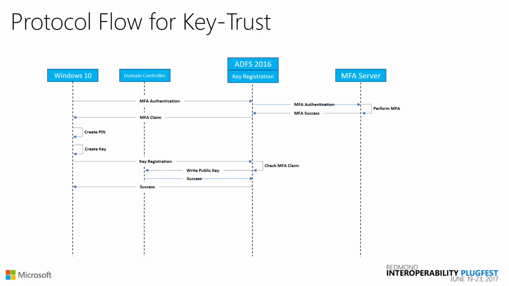All right, so here is the protocol flow for key trust, and this is the provisioning flow, not the authentication flow. There are two parts of Windows Hello. You first have to provision it. It needs to take your picture, digitize it and generate a hash, and in the same way it also needs to generate a key pair and so on. So here is what happens.